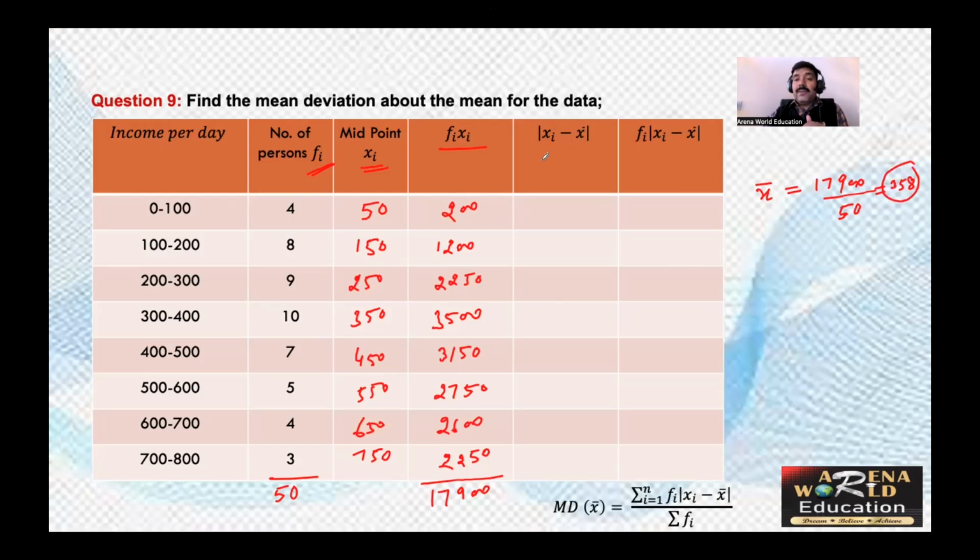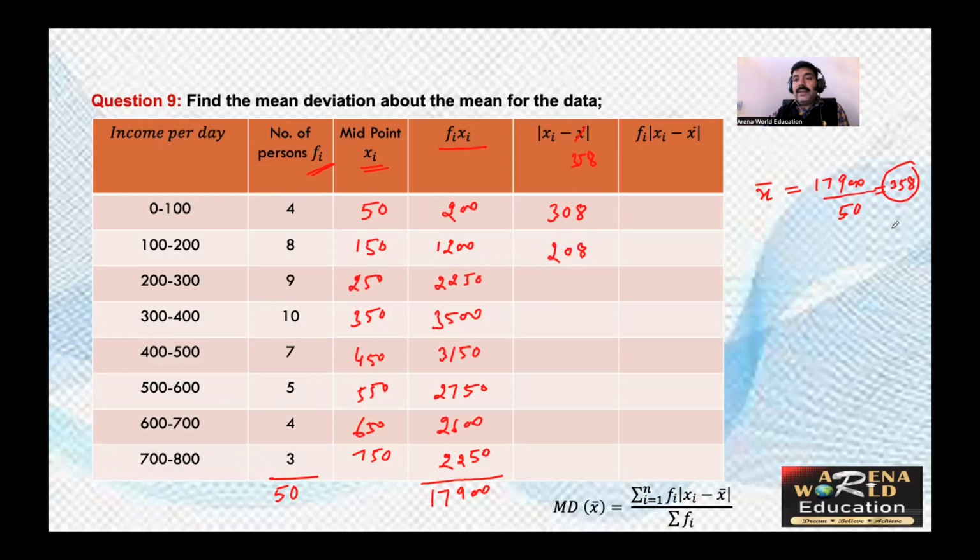To save your time, what we are doing, we are finding xi minus x bar. If it is negative, so we will directly take its absolute value, means we will write the positive result. I am writing this is 358. So 50 minus 358, it is minus 308. But we are taking its absolute value, so this will be positive 308. Now 150 minus 358. So this will be equal to what? Minus 208, but we are taking its absolute value. So this will be positive 208, right?